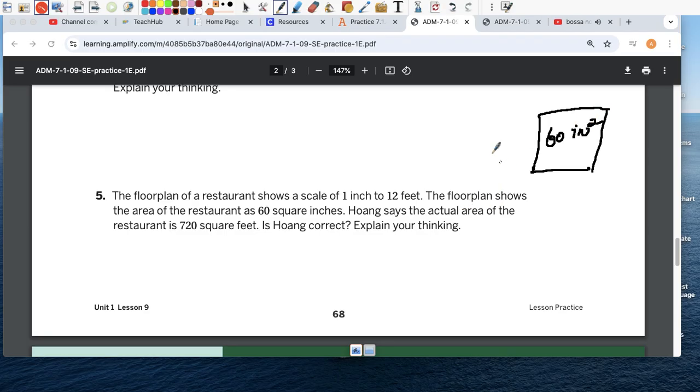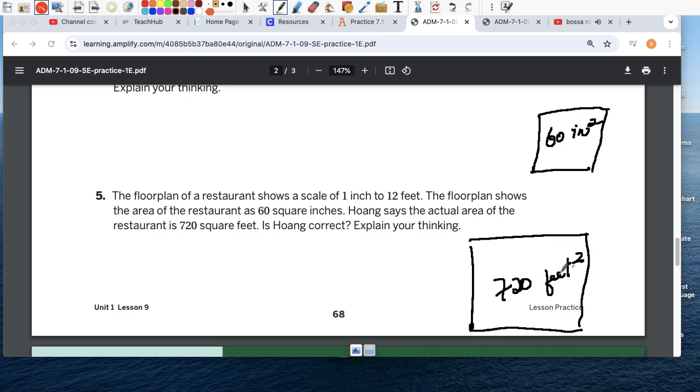And in real life, Long here says that if we were to actually go to the restaurant and measure it, it would be 700 feet square. Is it correct? So that's what the question is asking. So let me write this up here. Our problem is that the plan area, the floor area in our notebook, is 60 inches squared. And we want to change that to feet squared.